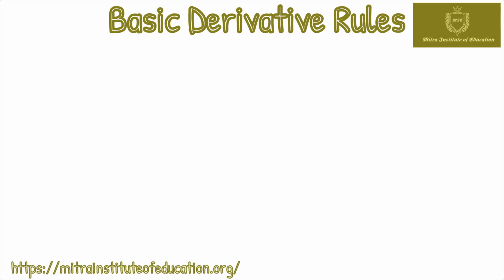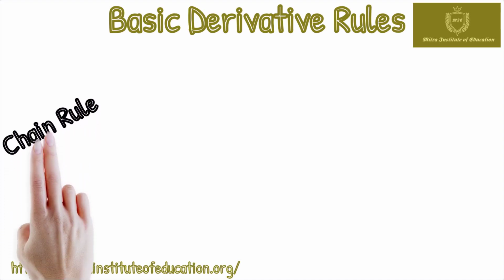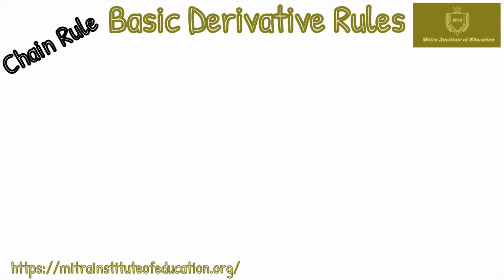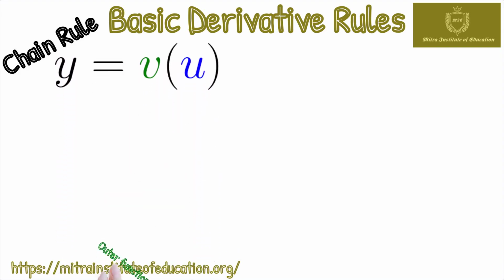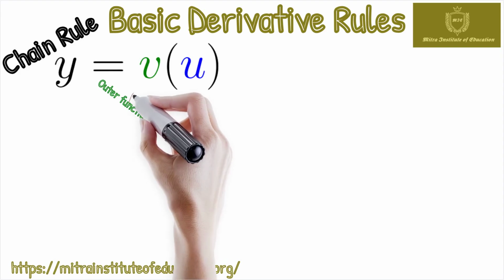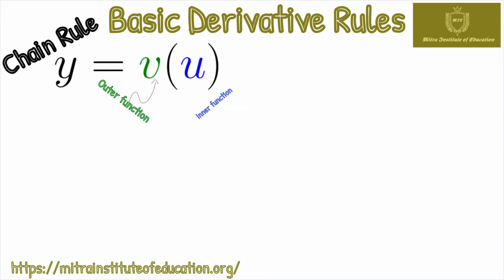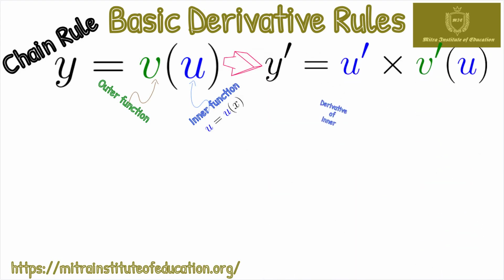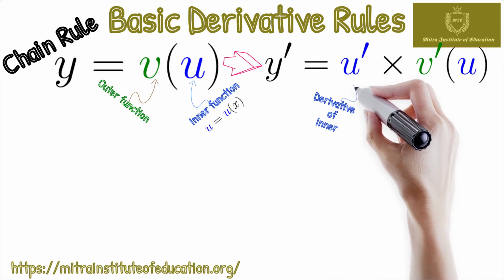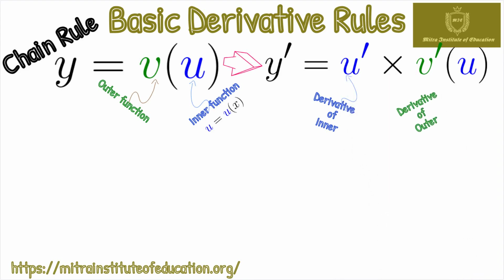The chain rule helps us find the derivative of composite functions. A composite function is simply a function within another function. Let's write this composite function as y equals v of u, where v is the outer function, and u is the inner function, which itself depends on x. The chain rule states that the derivative of y, denoted y prime, equals the derivative of the inner function, u, multiplied by the derivative of the outer function, v.